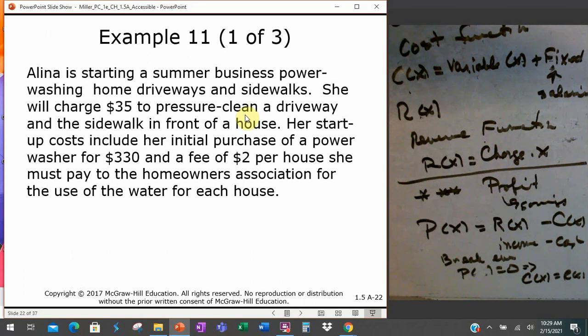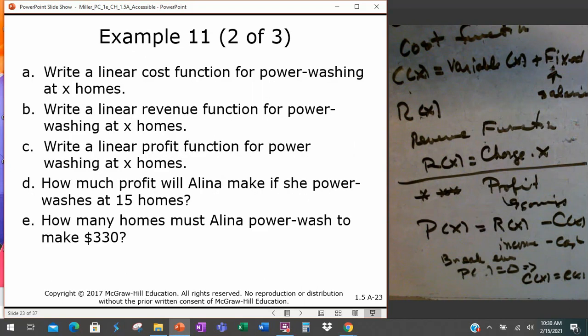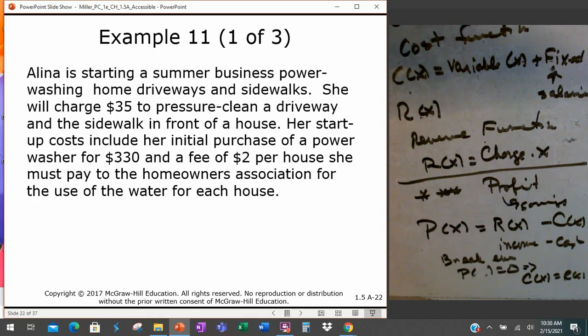Alina is starting a summer business power washing home driveways and sidewalks. She will charge $35 to pressure clean a driveway and the sidewalk in front of a house. Her startup cost includes her initial purchase of a power washer for $330 and a fee of $2 per house she must pay to the homeowners association for the use of the water for each house. Write a linear cost function for power washing X homes.